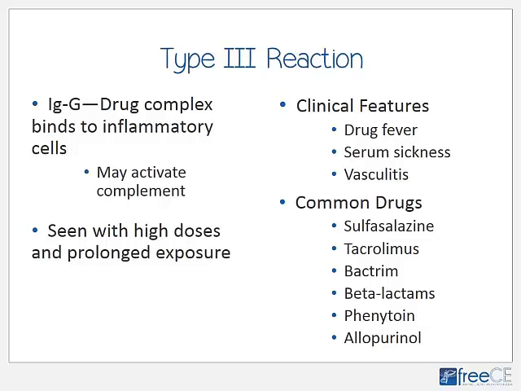Serum sickness is another example of a type 3 reaction. With this, patients might get an itchy or red rash. They may have arthralgias. Beta-lactams, again, and Bactrim have been associated with this one. Vasculitis is the third example of a type 3 reaction. And again, they may have petechiae in the lower extremities. Fever may arise, arthralgias again, or even urticaria. And phenytoin and allopurinol are some examples of drugs that cause vasculitis as an allergy.